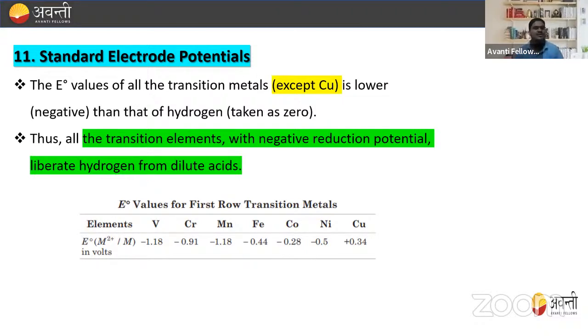The E0 value of all the transition metals except copper is negative, and only copper has a positive value, compared to hydrogen, which is taken as 0. It means all of them lie above hydrogen in the electrochemical series. Just one element, copper, lies below hydrogen, with a value of 0.344. Thus, all the transition elements with a negative reduction potential liberate hydrogen from dilute acid. This is the E0 of M2+/M in volts: chromium is minus 0.18, and copper has a value of plus 0.34 volt, right?